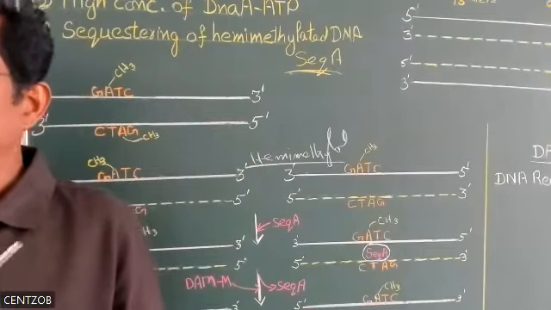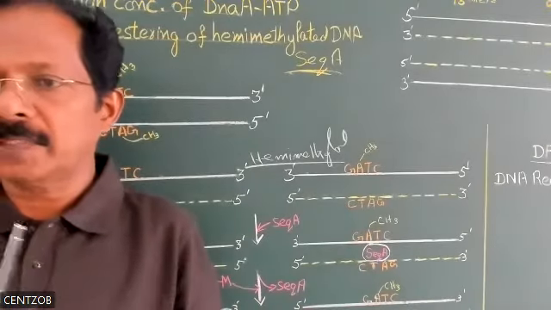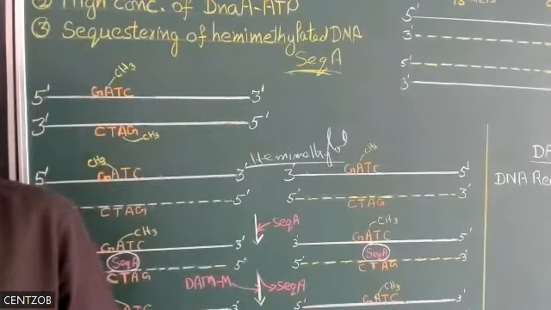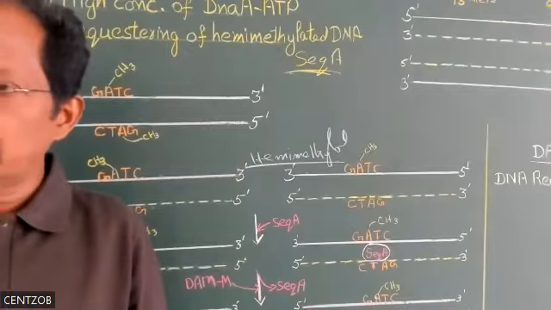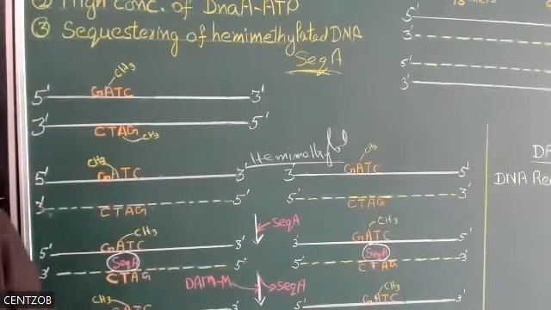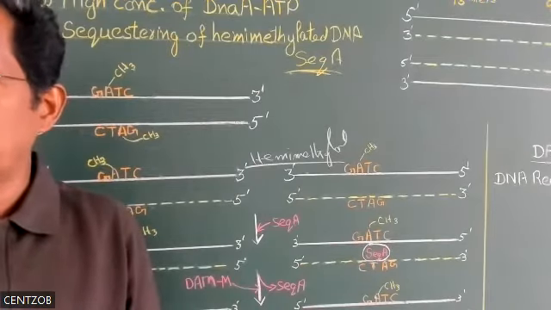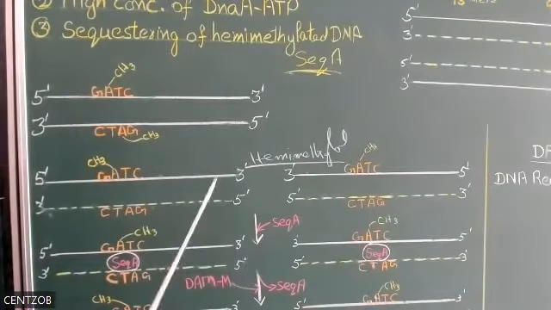That is, in the hemimethylated condition, it should be retained for some time until the cell cycle is completed. Cell cycle complete ചെയ്തതിനു ശേഷമേ newly formed DNA methylate ചെയ്യാവുള്ളൂ അല്ലേ? Sorry, അതിനുശേഷം മാത്രമേ രണ്ട് strand-ഉം methylate ചെയ്യാൻ പാടുള്ളൂ. അപ്പോൾ ഇങ്ങനെ തന്നെ keep ചെയ്യണം. അതിനെന്താ ചെയ്യുക? SeqA protein ഇവിടെ രംഗത്ത് വരിക.